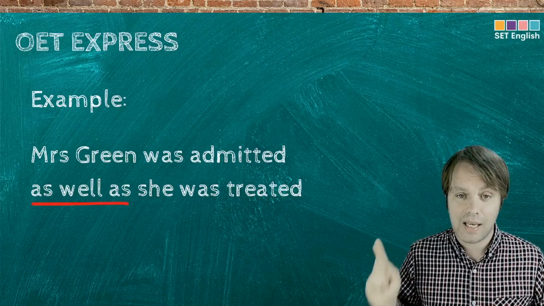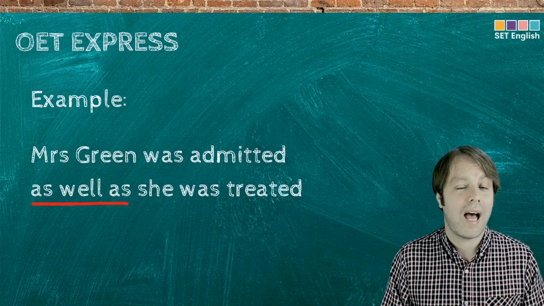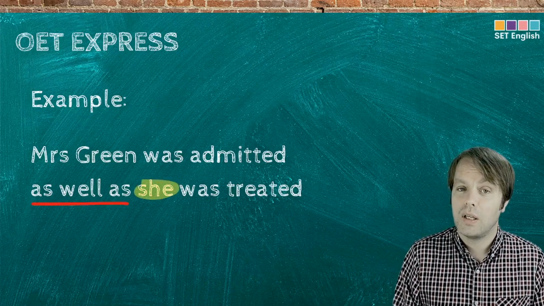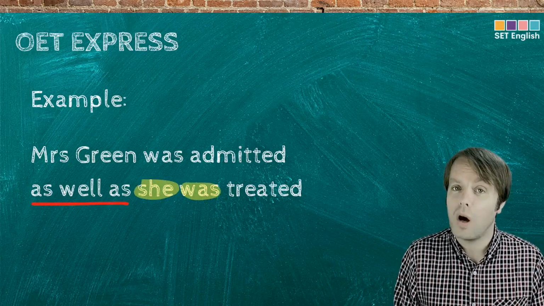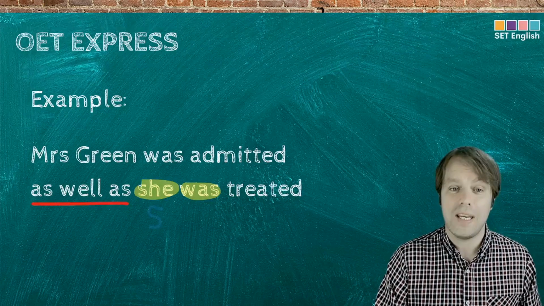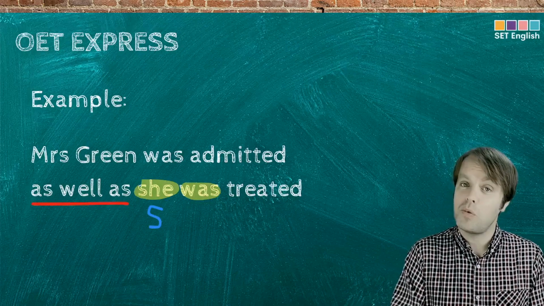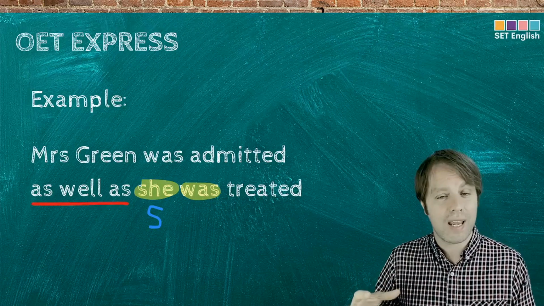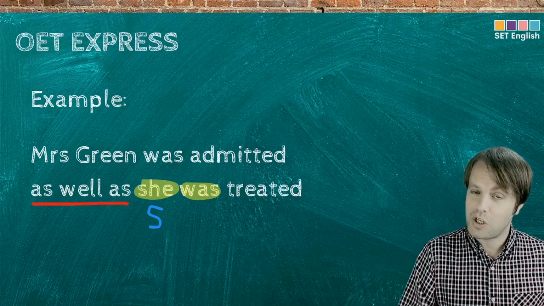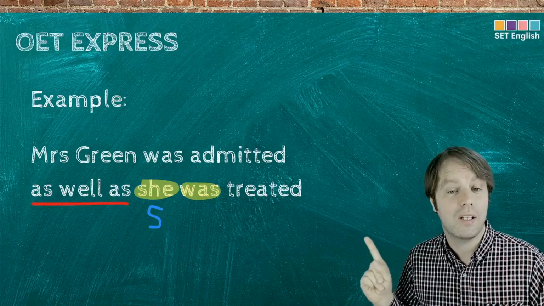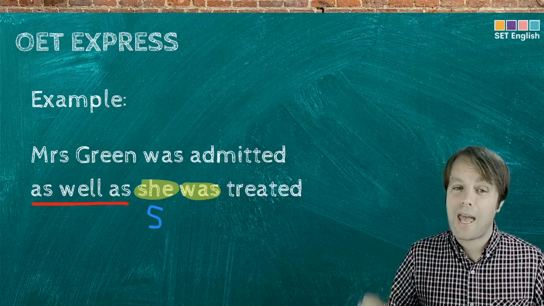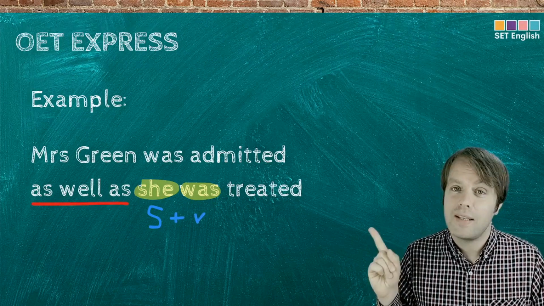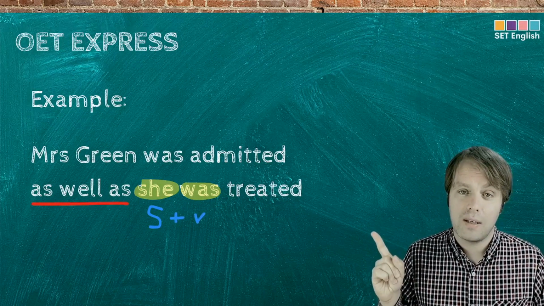"As well as" is here. What do we have after "as well as" in this sentence? Well, we have "she", and we also have "was". This "she" is a subject. It's the subject of the second clause. A clause is just like a phrase. It's a technical term which I won't explain now, but this is the second clause. And we also have a verb. This is wrong. I'll say it again.